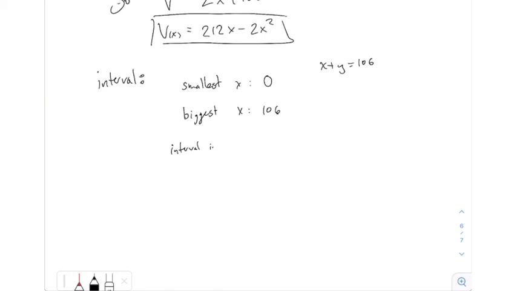And now we're ready to just do the calculus. All of that was just a setup. Now we can do the absolute maximum business. So we take the derivative. I got v prime of x is, it's there in the box, 212 minus 4x.